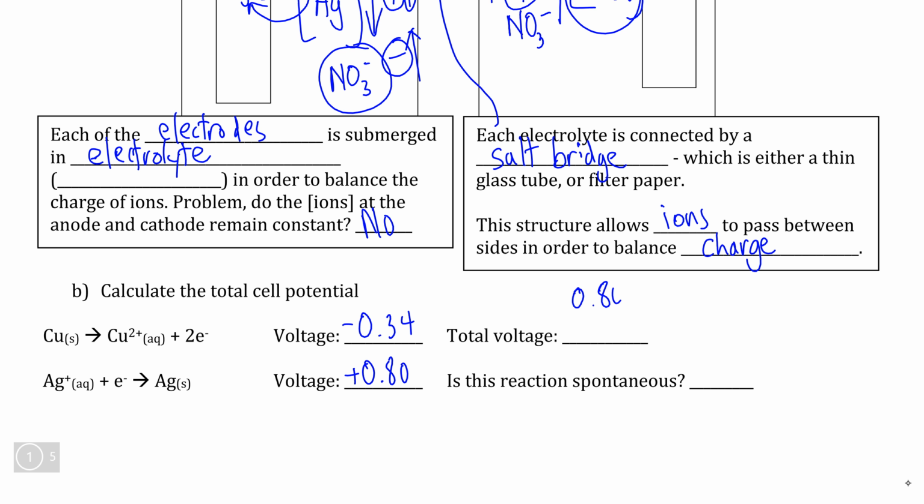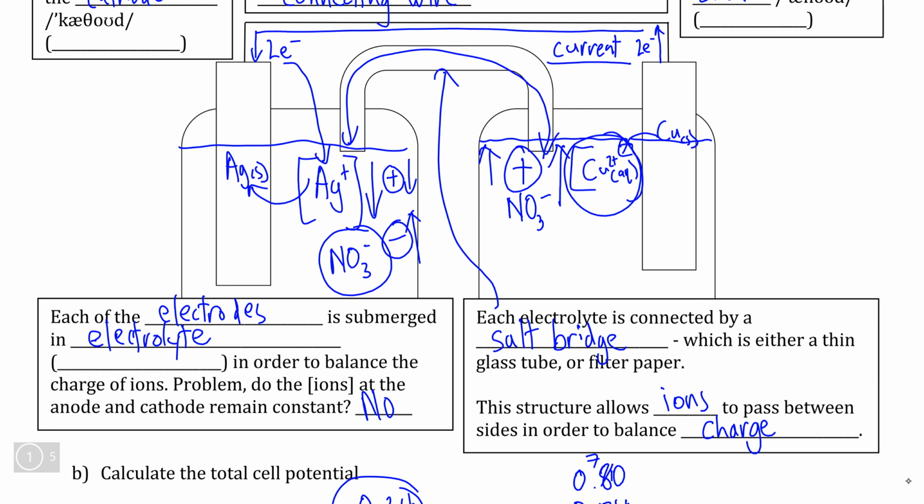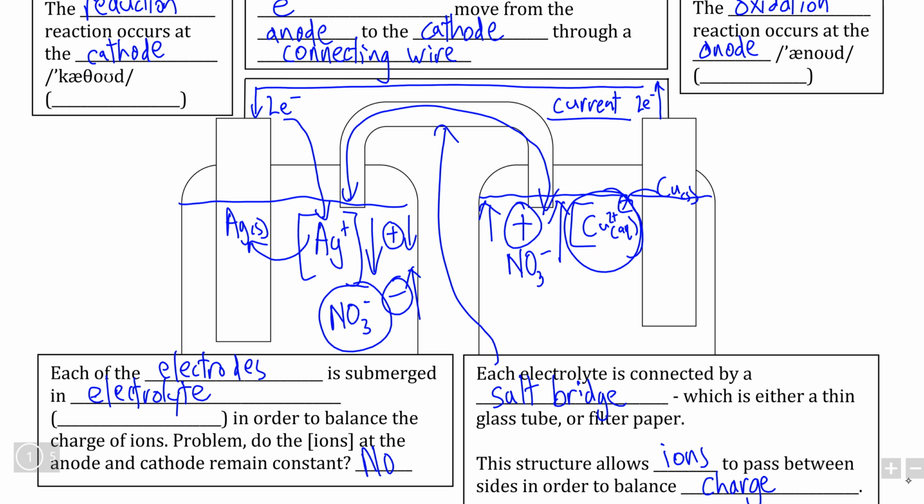So if we subtract one voltage from the other, we can see, after some quick arithmetic here, that our voltage is still positive despite the fact that one of our half reactions is not. And because the overall voltage is still spontaneous, that means that our reaction will occur, which means that this electrochemical cell will functionally generate power.